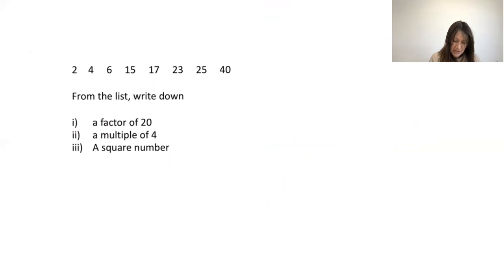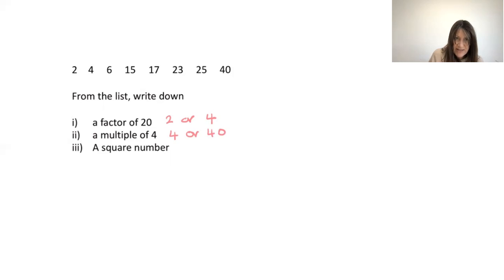Okay, so from the list, write down a factor of 20. There are two possible answers, 2 or 4. They're both factors of 20. But if you just put one down, that's fine. It only wanted one. A multiple of 4 is similar, okay? 4 is a multiple of 4, but so is 40. So either of those two would get you the right answer.